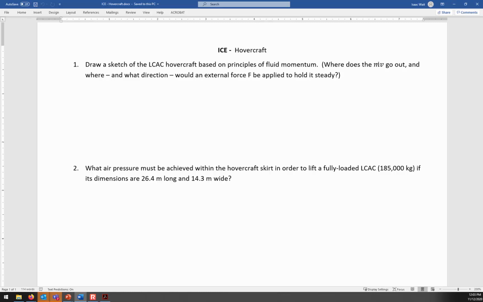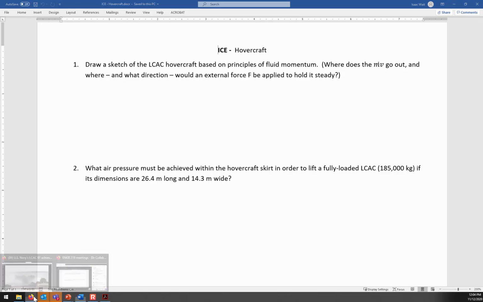And then we'll start crunching some numbers here where we want to calculate the air pressure if you know the weight, the mass of the hovercraft, and you're going to need to calculate the weight from the mass. And given the dimensions, that's a top view dimension. So if you're looking at it from above, 26.4 meters is its length, 14.3 meters is its width. So let me pause for a second and give you a chance to both draw your sketch and then calculate.